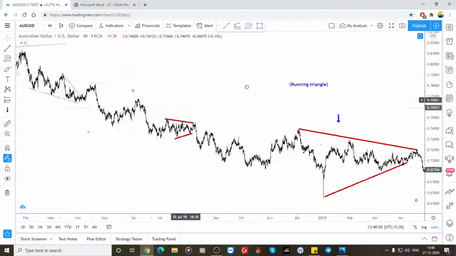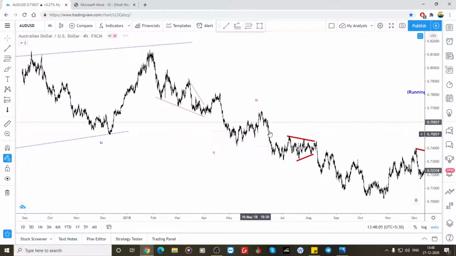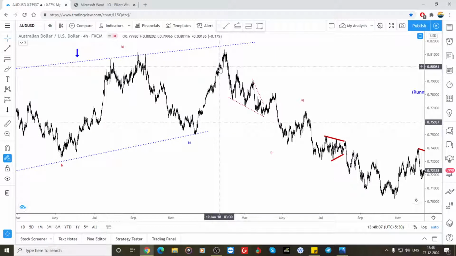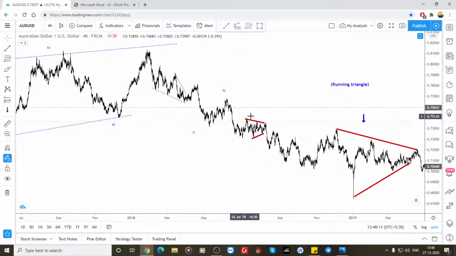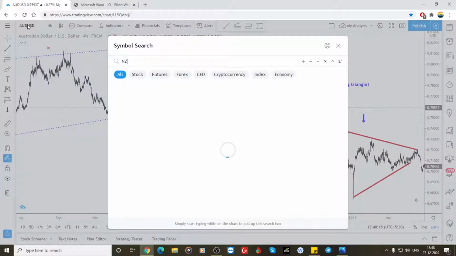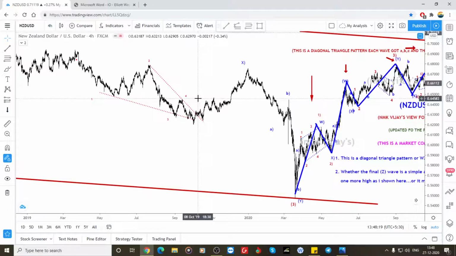And here's one more triangle. So that will happen only in the B wave. So this is called a diagonal triangle pattern. That is why it happened here. The same thing, I will show you in New Zealand, but that is not in the 23.6 also.